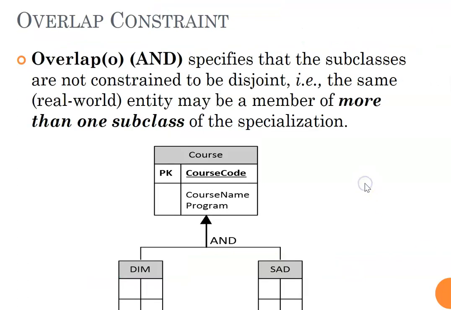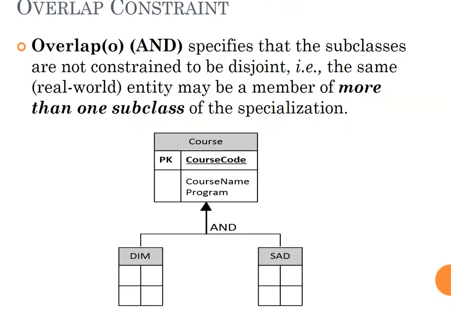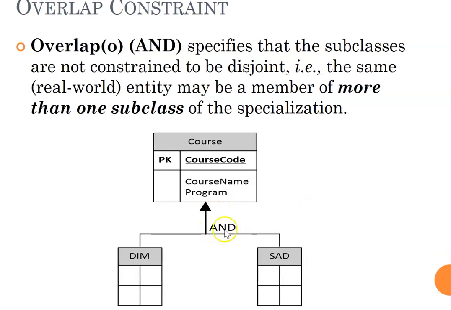And then the overlap specifies that the subclasses are not constrained to be disjoint. What does that mean? It means that the superclass entity can be a member of more than one subclass. For example, a student can be doing DIM and SAD and internet programming, and so this "and" is a representation of an overlap constraint.